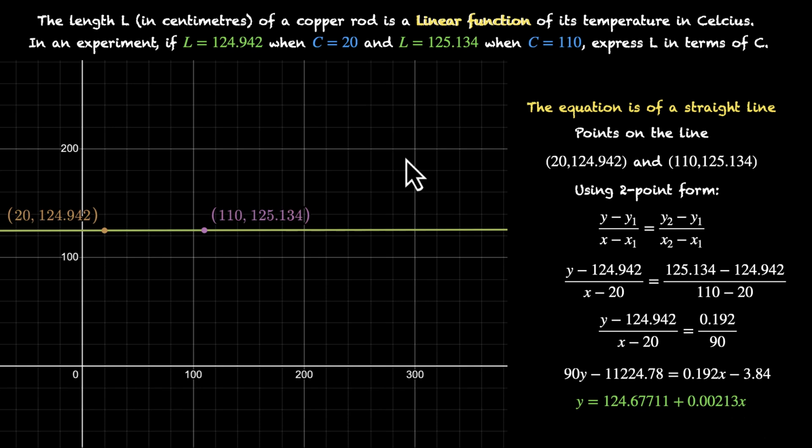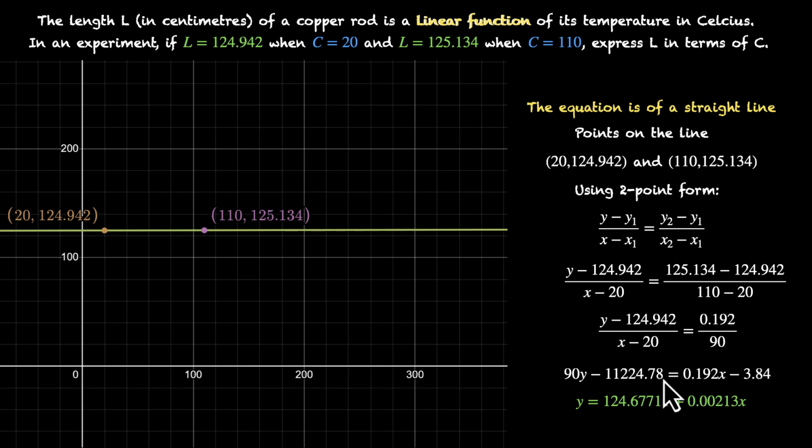0.00213x. This equation says that at c equals to 0, the y-intercept is 124.677. So at 0 degrees Celsius, the length is 124.67711. And when you increase the temperature, the copper length expands. It expands at the rate of 0.00213 centimeters per degree Celsius. So after 100 degrees, it expands to 0.213 centimeters, which is roughly 2 millimeters.